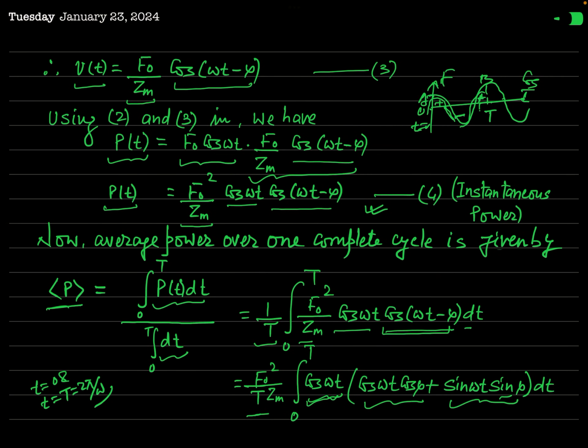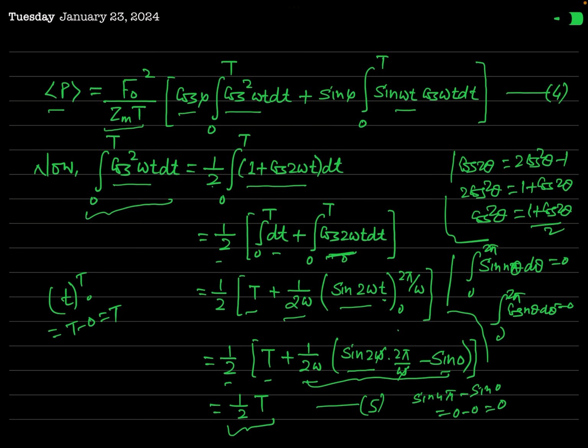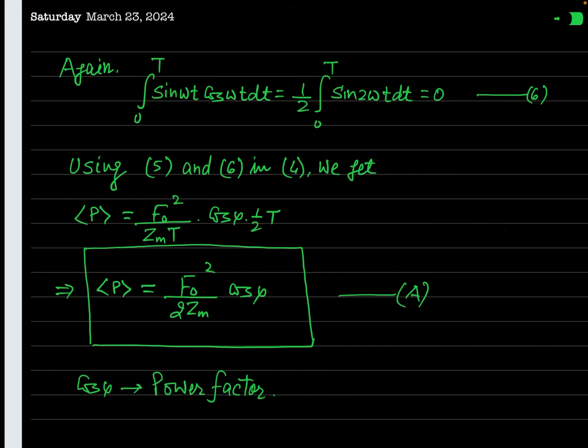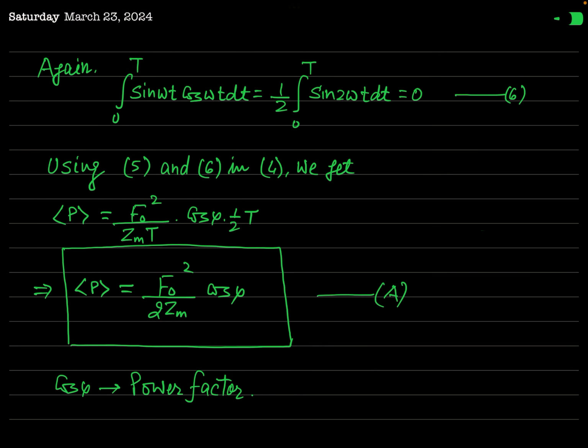Okay, now what will be the value of the second integral in this equation, that is the integral of sine omega t into cos omega t from 0 to T. Now let us try to see this. If we multiply this expression by 2 and also divide it by 2, the result will remain the same. But you know, 2 sine omega t into cos omega t can be written as sine 2 omega t. So this integral can be written as 1 over 2 times integral 0 to T sine 2 omega t dt.